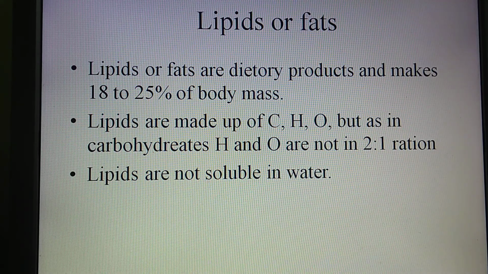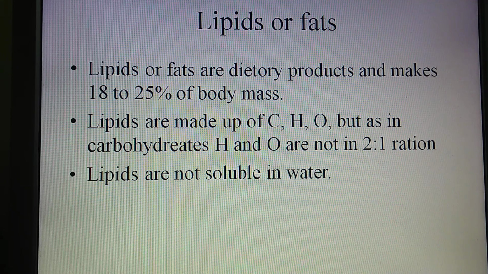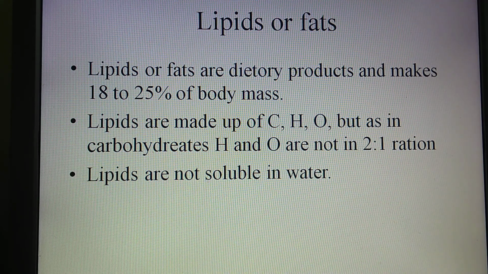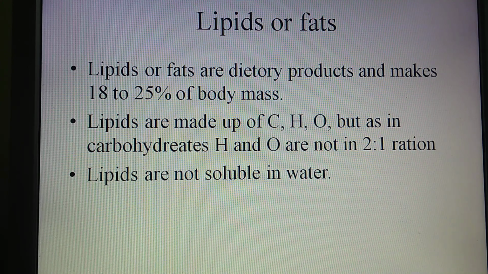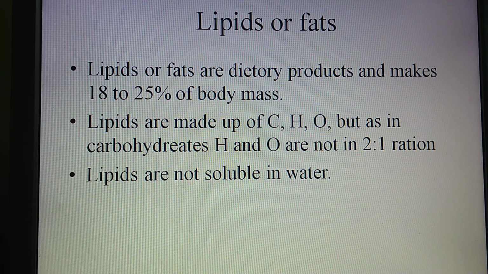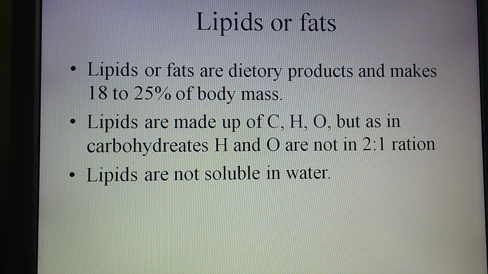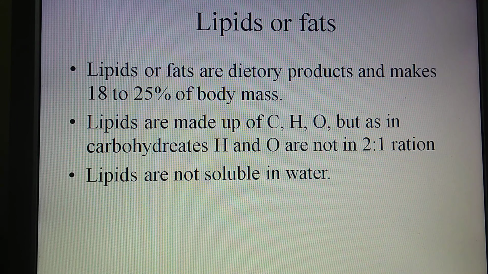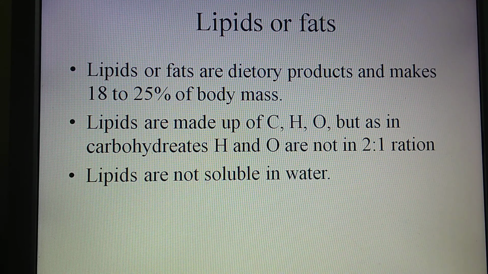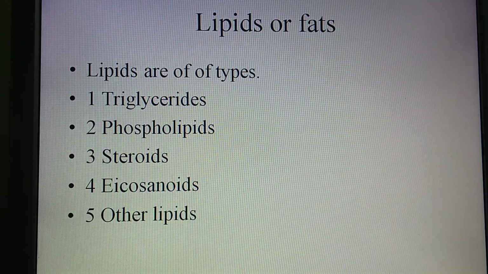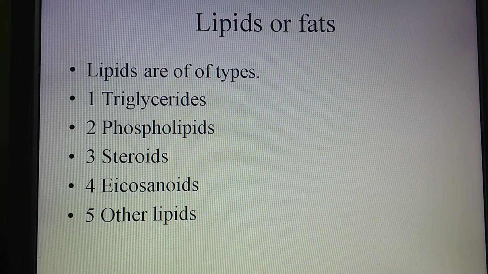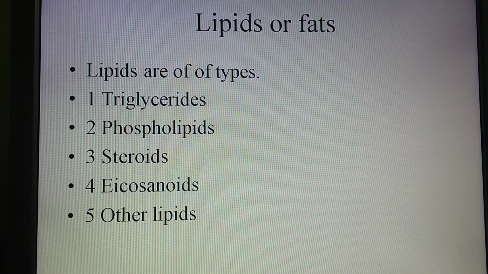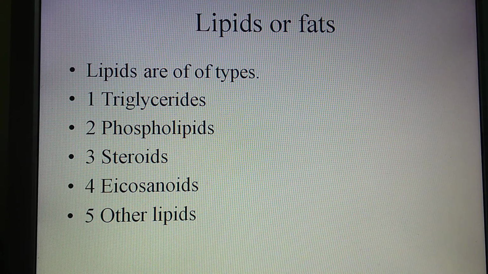Now about the lipids or fats, both are synonyms. Lipids or fats are dietary products and make up 18 to 25% of the body mass. Lipids are made up of carbon, hydrogen and oxygen, but as in carbohydrates, hydrogen and oxygen are not in a 2:1 ratio. That's why lipids are not soluble in water. So there are 2 groups always, fat soluble and water soluble. These fats are not soluble in water, we should remember.